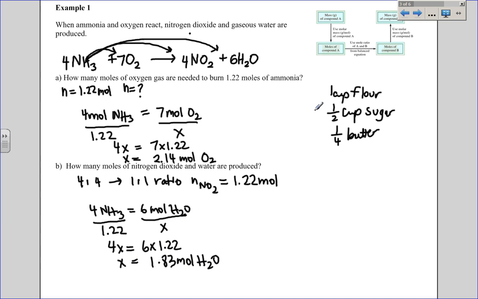Now what we've been doing in these examples is we've been starting with the moles of one substance, and we've been using the mole ratio to find the moles of something else in the balanced chemical equation. So this is generally going to be step 2 in a 3-step problem that we'll perform.